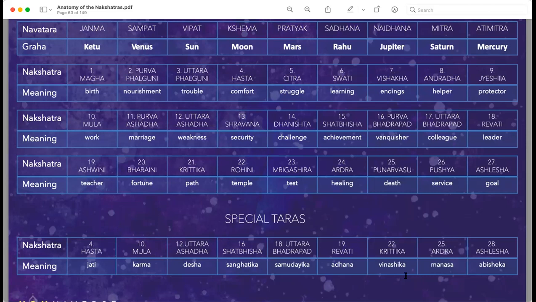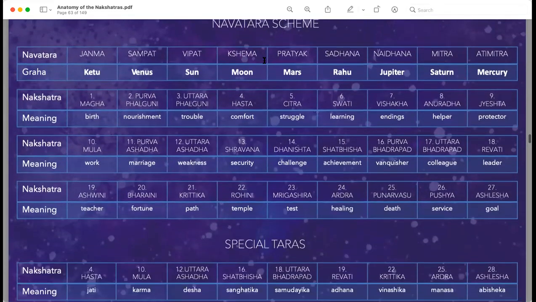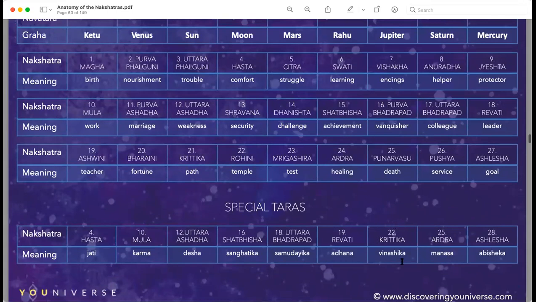We all have a Vinashika nakshatra, and this Vinashika nakshatra, the 22nd, is within the 28th nakshatra system. So that's another thing, always be aware of that. So if you've got Magha Moon, Kritika is not a time to start a new job, get married, go traveling. Not very good.